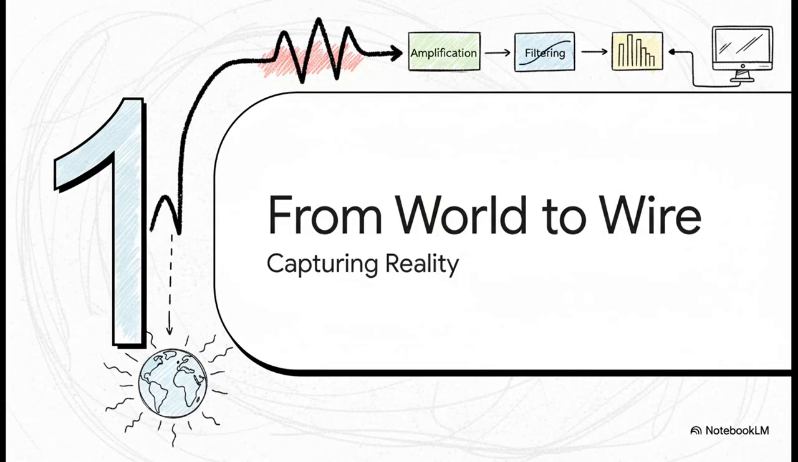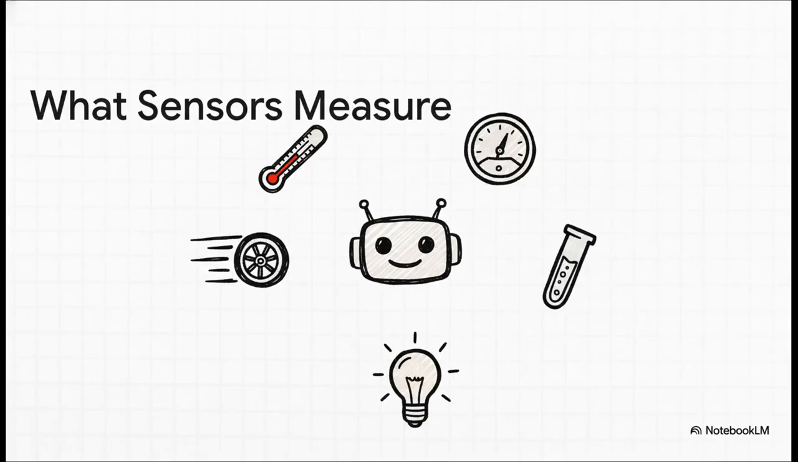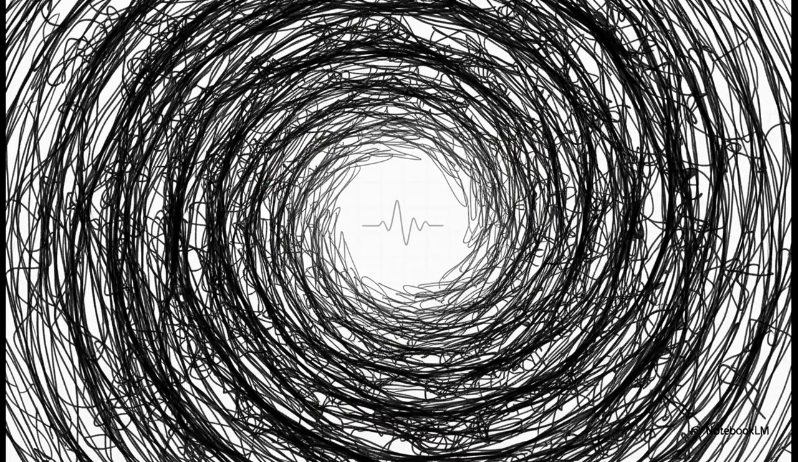Okay, so our journey starts with the sensor. This is a device that's designed to capture a little piece of the real world and turn it into a tiny electrical pulse. And believe me, sensors are everywhere. I mean, they measure just about anything you can think of, from the speed of a wheel to the chemical makeup of a liquid. For pretty much any physical thing out there, there's a sensor that can convert it into a small electrical signal.